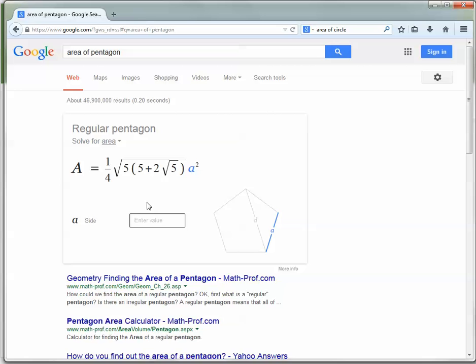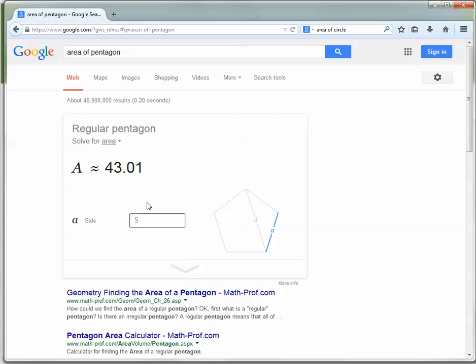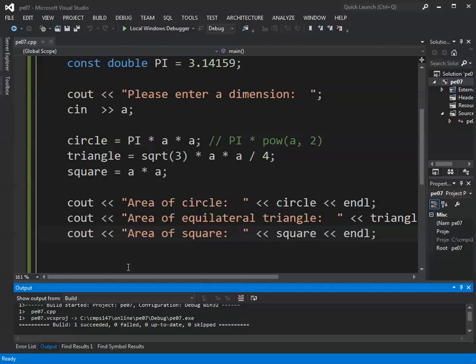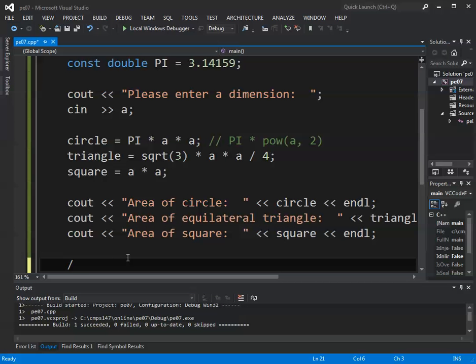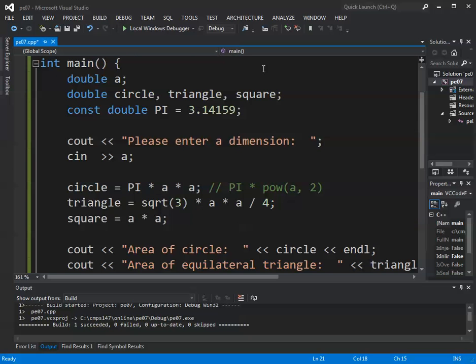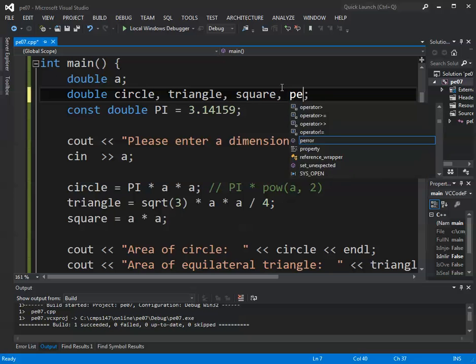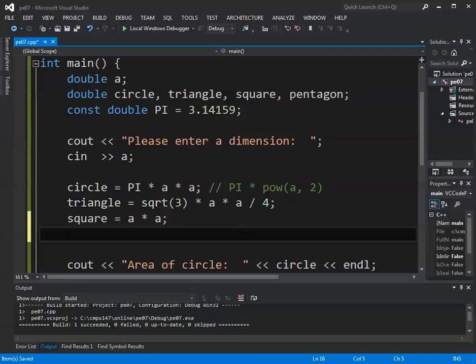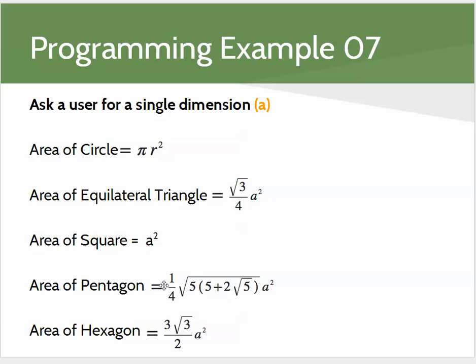So let's type in our standard test case. 5 is 43.01. Right, so 43.01 for 5. We can actually write that down so we remember it. Let's put in the pentagon. And now let's start calculating this. Right, so the first part of this is just a 1 times 4. We can put that in pretty easily.